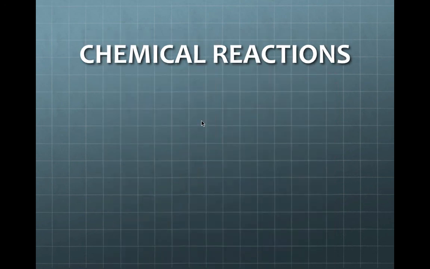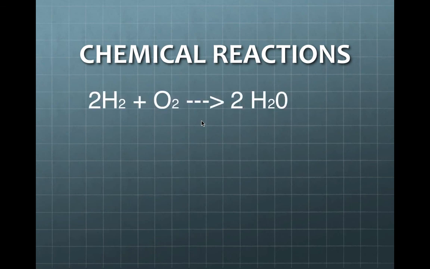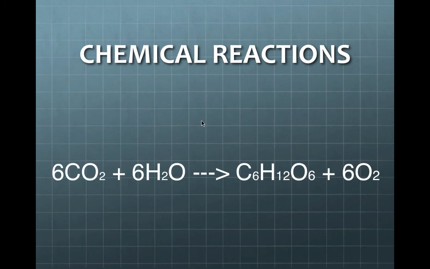Chemical reactions are the making and breaking of chemical bonds. In this chemical reaction, the H2 and the O2 are the reactants, and the H2O is the product. The numbers in front are the coefficients. You have to have an equal amount of each type of atom on both sides, in the reactants and the products, because matter is conserved in a chemical reaction. Reactions cannot create or destroy matter.